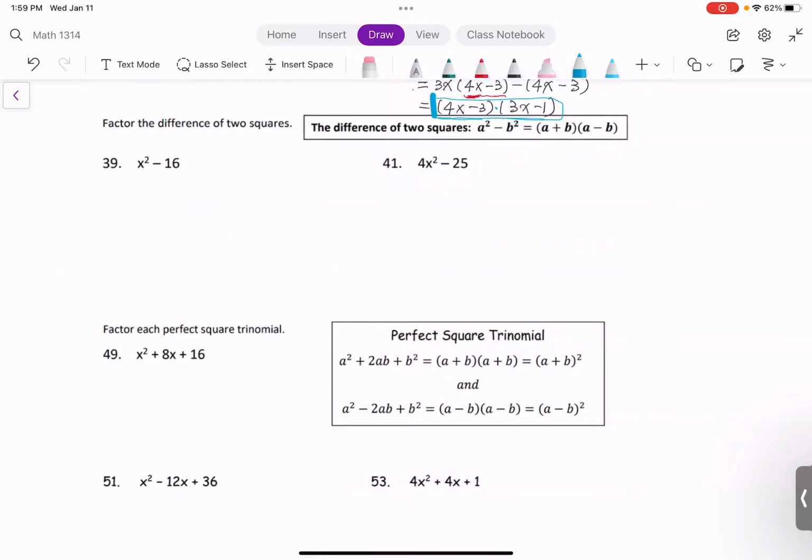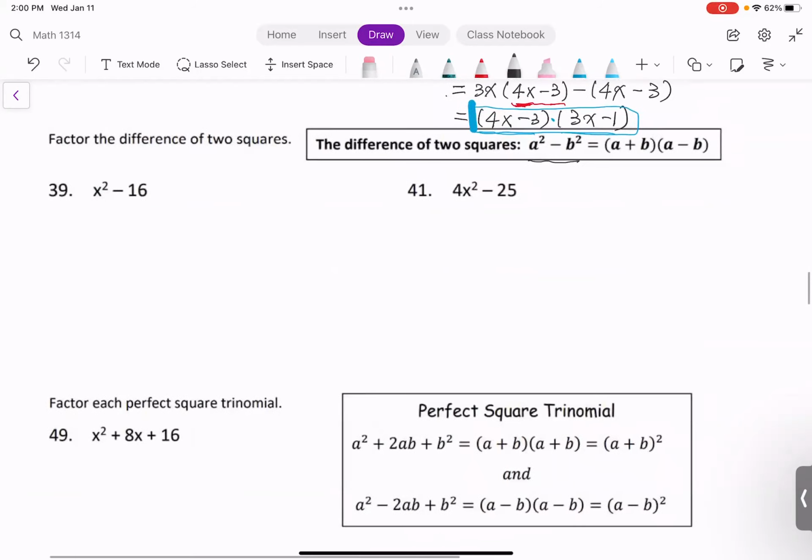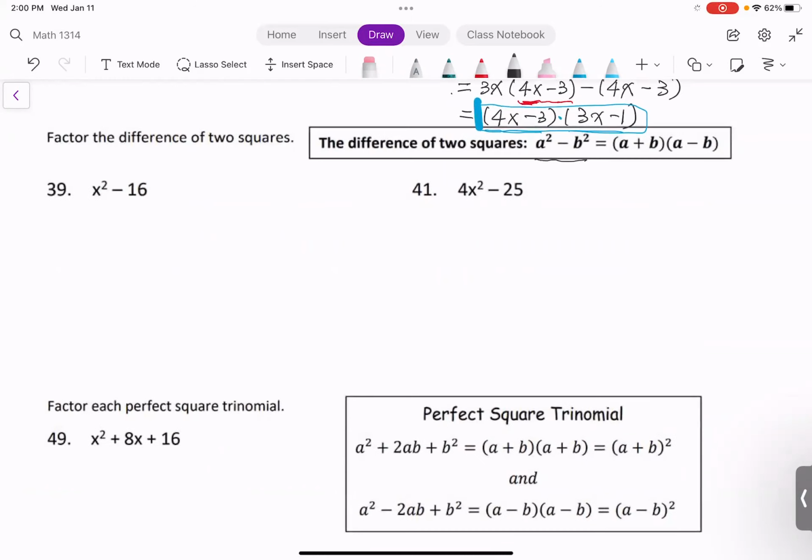If we have the form of a squared minus b squared, we don't need to use any other formulas. We use the conjugate formula: a plus b times a minus b. We call this the conjugate formula. Okay, let's see example number 39.